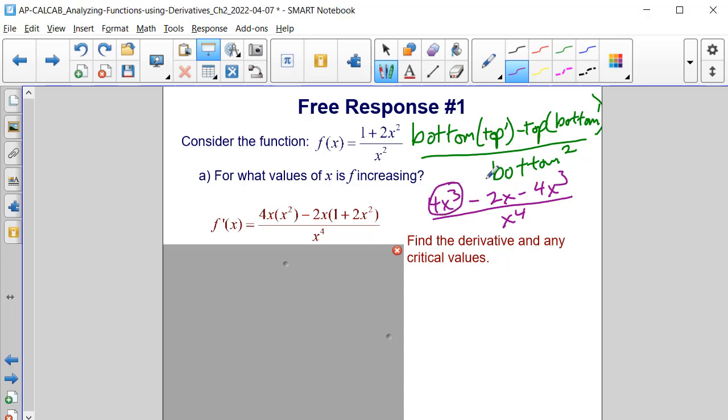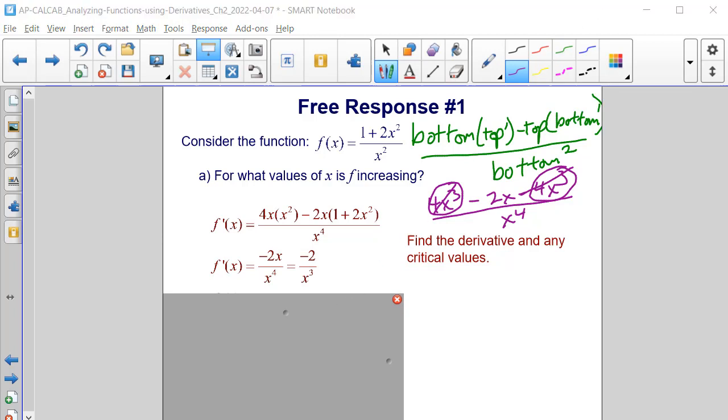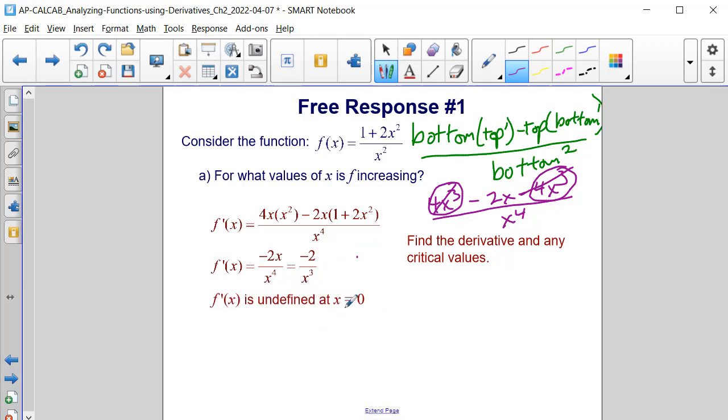Notice that our first and last terms, should have included the negative there, cancel each other out. So we have negative 2x over x to the 4th, which can be reduced to negative 2 divided by x to the 3rd. And now if we analyze f prime of x to determine the critical values, well, we have a rational function. There's no place where the numerator is equal to 0, but the denominator is undefined when it is equal to 0. So therefore, our critical value is x equals 0.